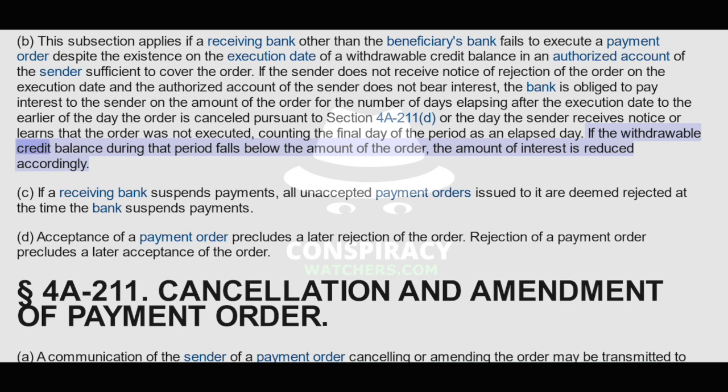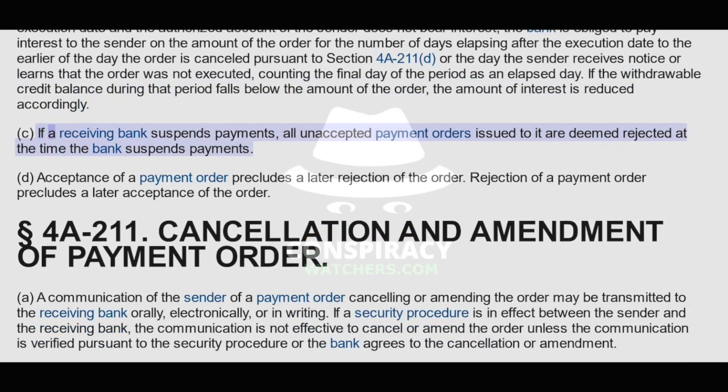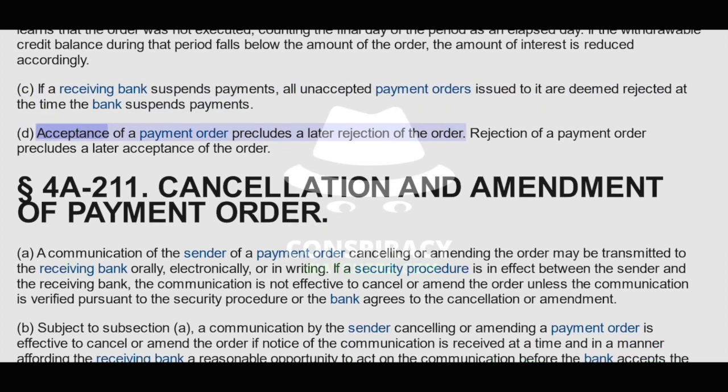If the withdrawable credit balance during that period falls below the amount of the order, the amount of interest is reduced accordingly. If a receiving bank suspends payments, all unaccepted payment orders issued to it are deemed rejected at the time the bank suspends payments. Acceptance of a payment order precludes a later rejection of the order. Rejection of a payment order precludes a later acceptance of the order.